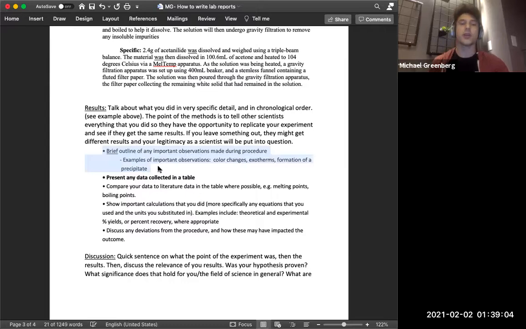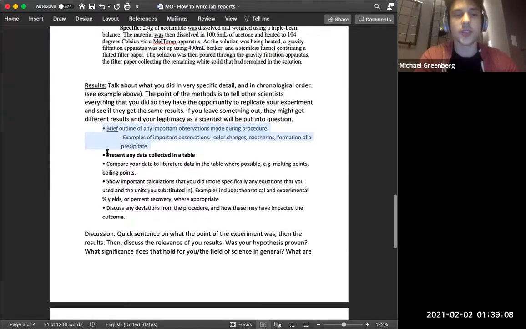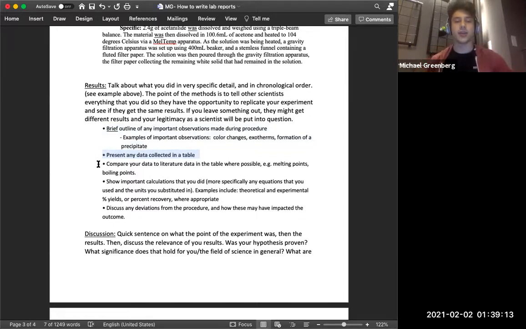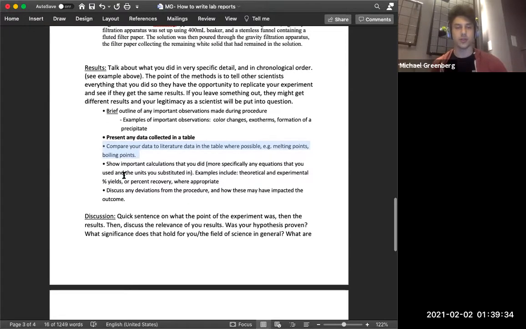So then you also include a brief outline of any important observations made during the procedure, present any data that's collected in your table, and then compare your data to literature data in the table where possible. So for example, you got 136 for benzaldehyde, and let's say benzaldehyde has a melting point of 134. This is what we got, and this is what the benzaldehyde's actual reference value looks like. All right.